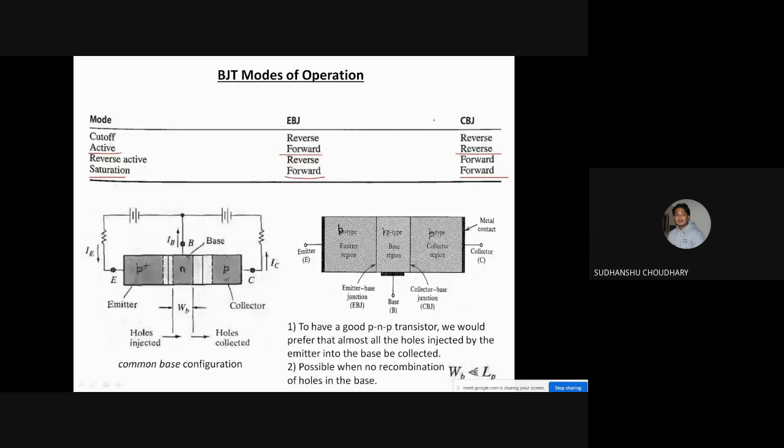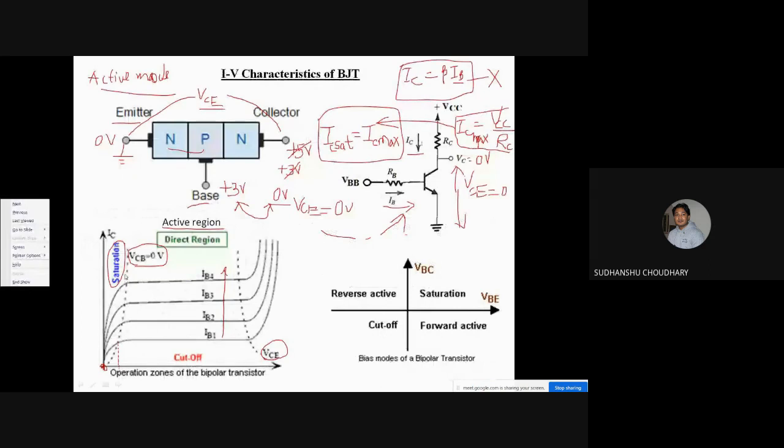That is why this region is called the saturation region, and it only appears when VCB, the collector to base biasing, is at 0 volts. So it starts from this point.